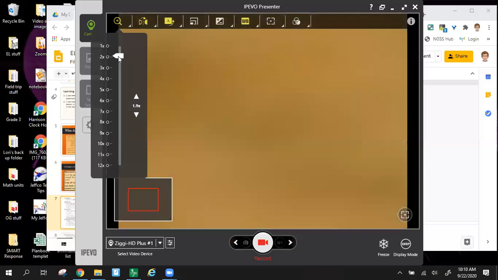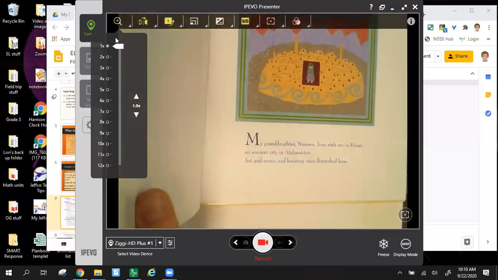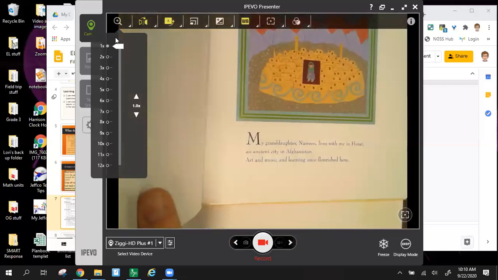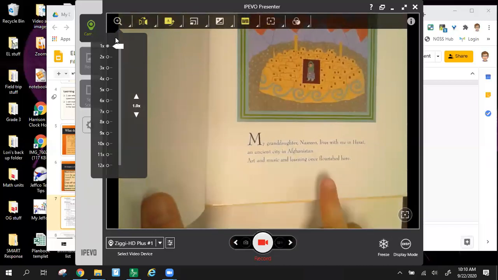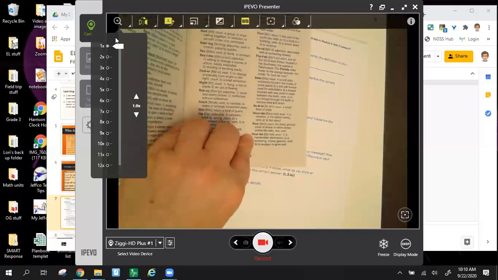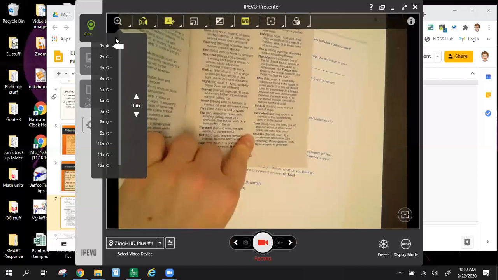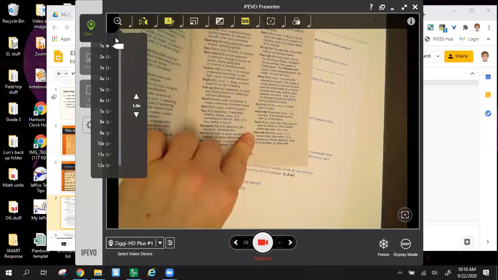Let me go back to my sentence and see if that makes any sense. Art and music and learning once flourished here. Oh, I made it too big, and now you guys can't see it. There we go. Flourished here. Is that a decoration? No, because it's got ED. So is it going to be a person, place, or thing? It's not going to be a noun. So it's not number one. A handwritten decoration doesn't make sense in this sentence. So let's go to number 2.